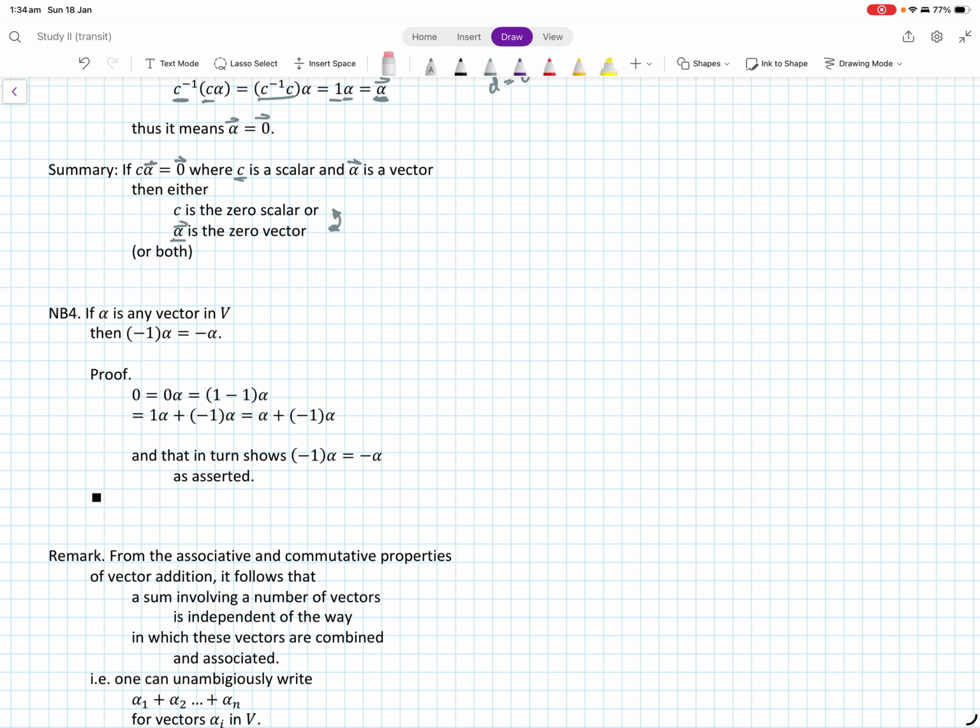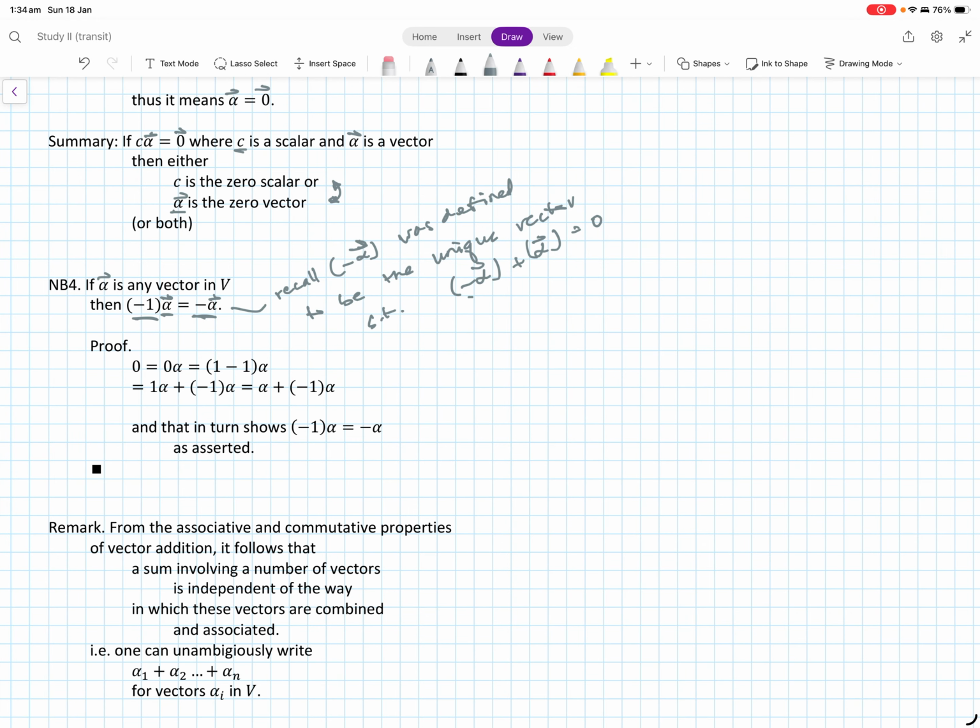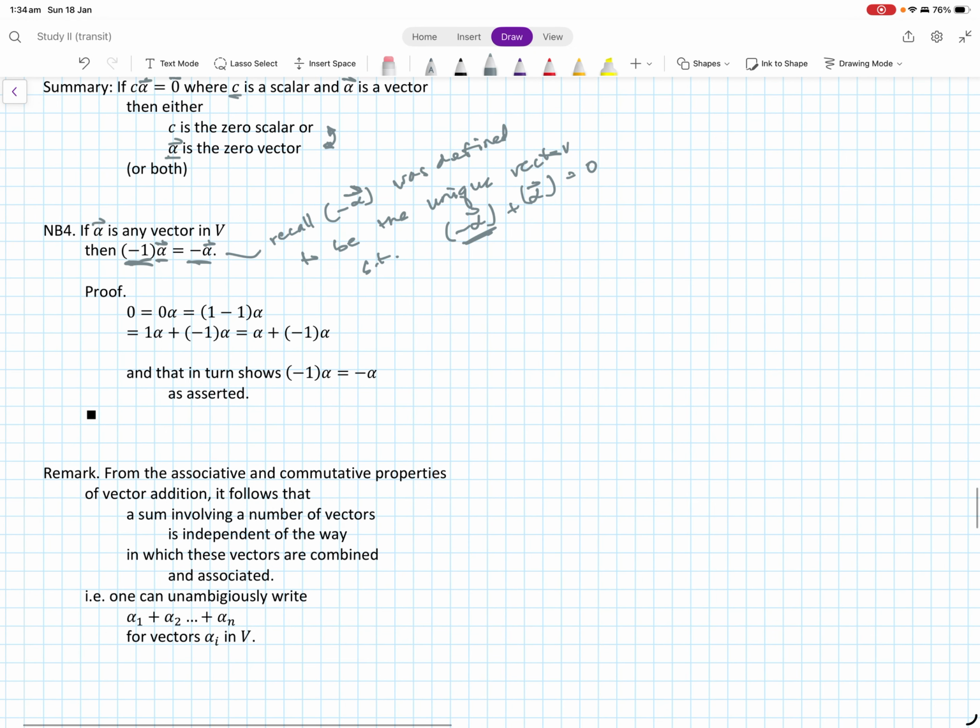All right, and finally, if alpha is a vector in V, then multiplying alpha with -1 gives you the minus alpha vector. Minus alpha, recall, was defined to be the unique vector such that minus alpha plus alpha is 0. That's how we defined it. So what we're saying is that to construct this inverse vector, it suffices to multiply with the scalar -1.